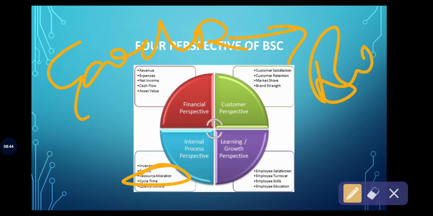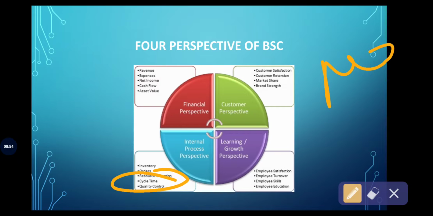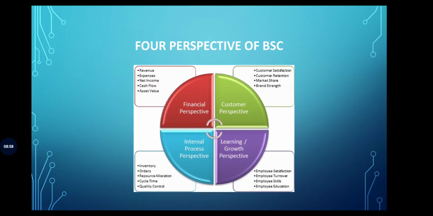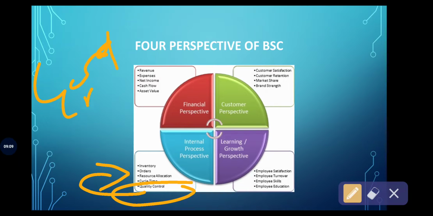So purchasing good quality raw material, resource allocation, preparing a budget for your manufacturing is also important. Next is the cycle time. What is the cycle time of your product, or what is the cycle time of manufacturing one specific product? Next is quality control. Quality control is the most important aspect which is linked with the resource allocation. That is, first we should get a good raw material in order to manufacture a good product.